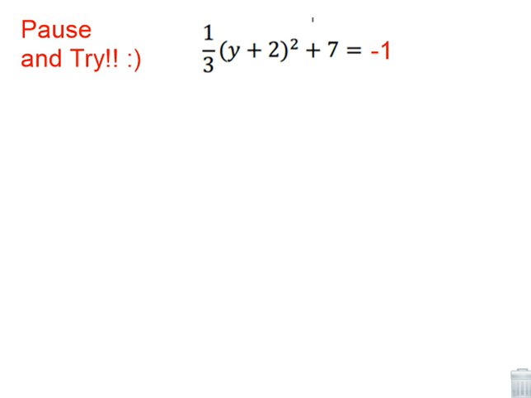All right, so I want you to take a second and try this one, a little doozy. Okay, see how you do. Really, guys, take a second, pause it, try it, and I'll be back in a little bit so you can check your work.